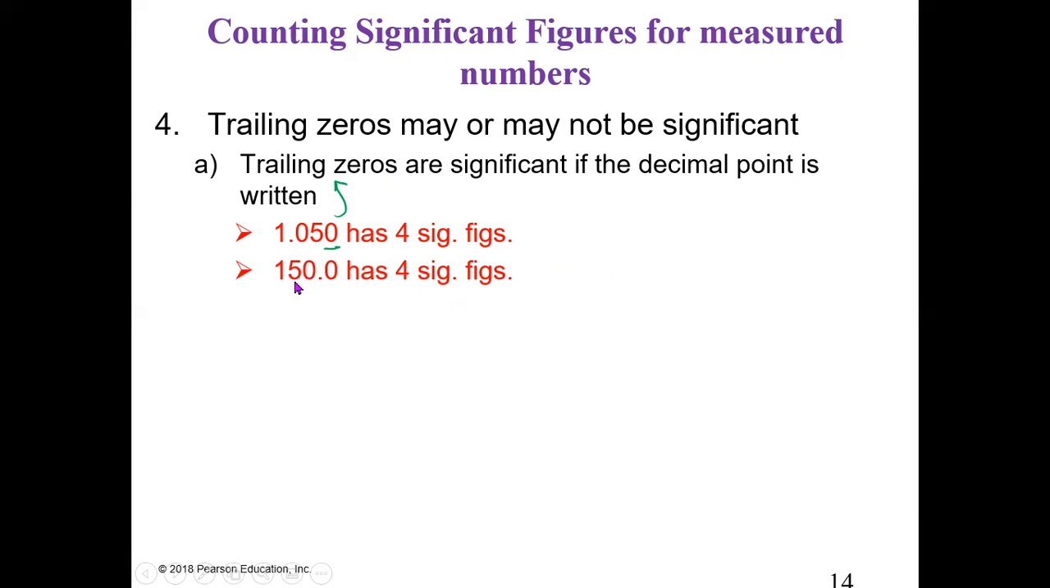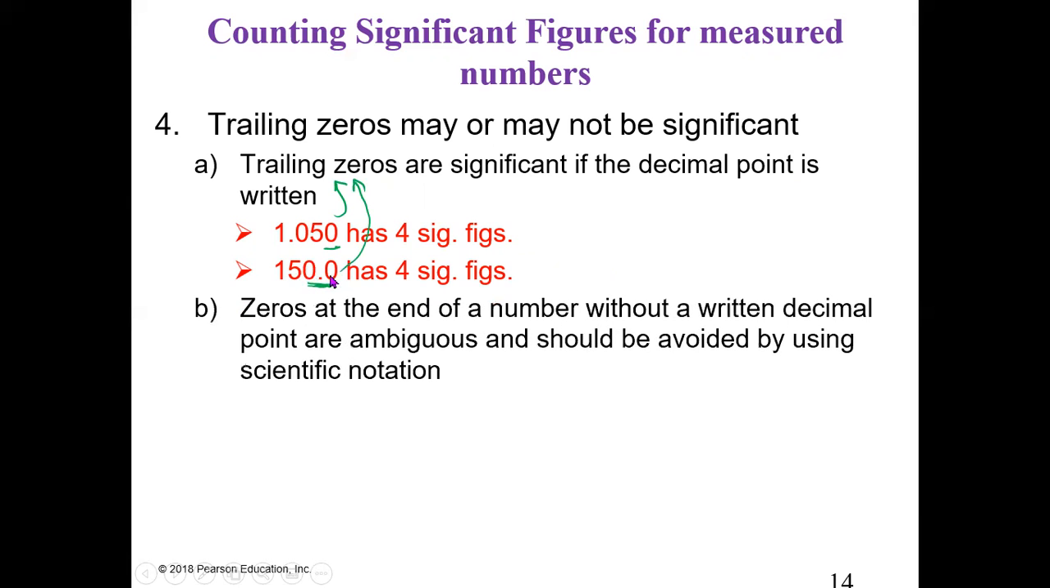Similarly, in this 150.0, both of these 2 zeros are trailing zeros. But this number has the decimal point written, so therefore we count both of them as significant. Therefore, we see this has 4 significant figures.